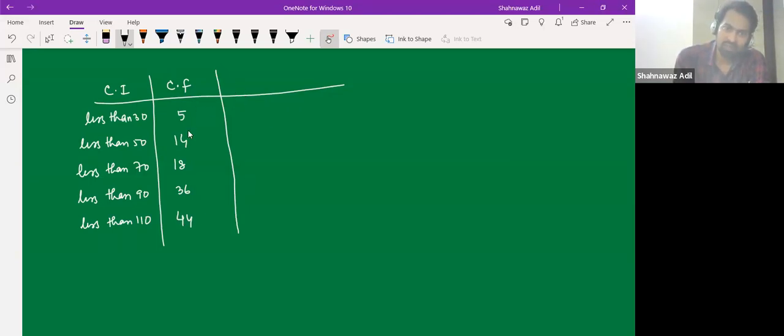We have to first find out the frequency. So frequencies would be the same. If it is less than 30, then this would be 5. And then we do the reciprocal thing, right? Back calculation. So we subtract from here, so this would be 9. And then we subtract this one, so this would be 4. And then we subtract this one. So this would be how much? This would be 12, right?